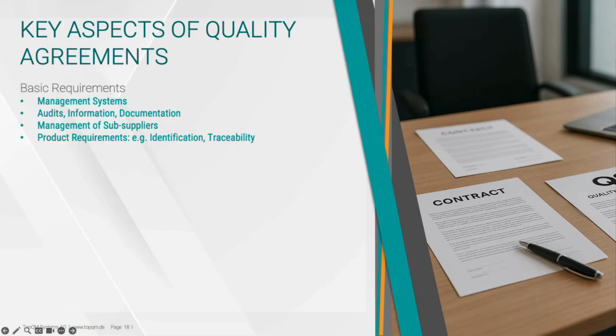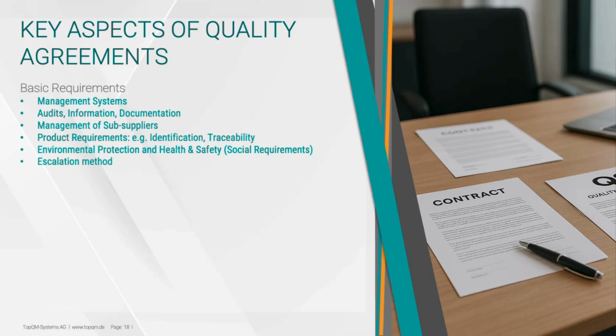We would stipulate what product requirements we expect. This might include things such as identification and traceability, amongst others. Besides the quality aspect, you might also consider things such as environmental protection, health and safety requirements, any social requirements. So really we're looking at the ESG, the environment, social and governance topics. They are very often considered as part of the basic requirements in a quality agreement.